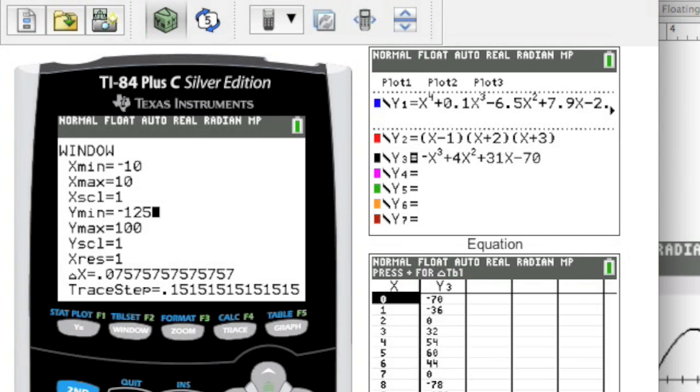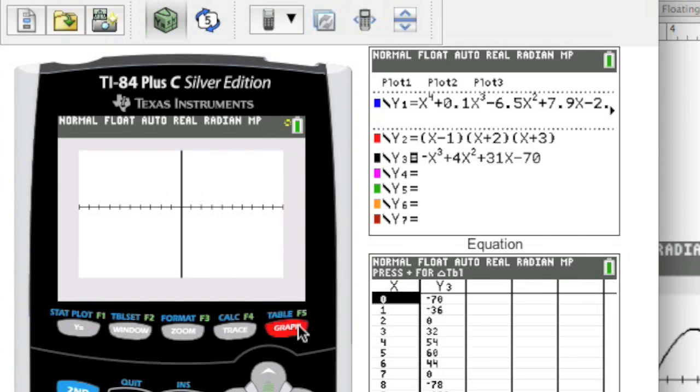And sometimes you're just going to have to play and use trial and error with this kind of thing, and you'll get better at it as you go. So now hit graph again and see if this gets everything in the picture. And there we go. Now, that takes practice. That takes a little bit of recognizing what the problem is. It takes a little bit of recognizing, well, how far should I go?